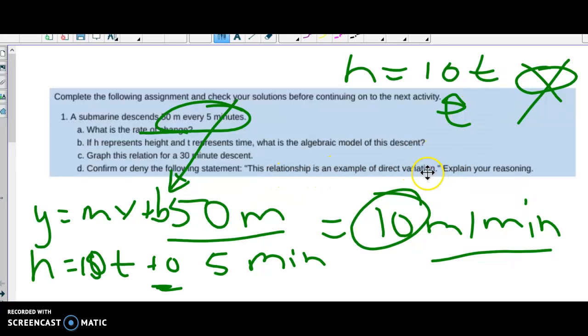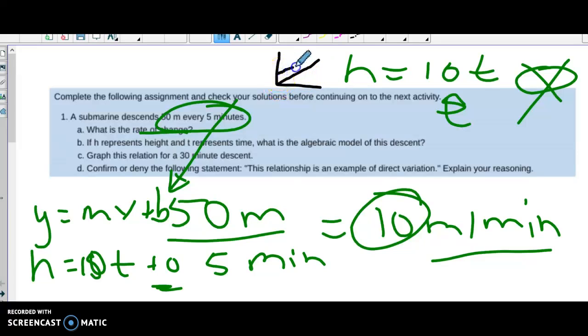The reason this is direct variation is because this is 0. If this was not 0 and it didn't start at 0, then we'd have an issue. So this guy is going to look something like this. Okay, units missing, and that is direct variation because it goes through the origin.